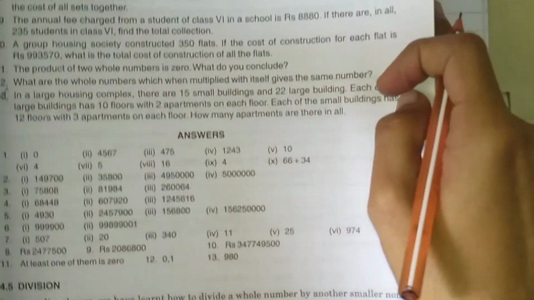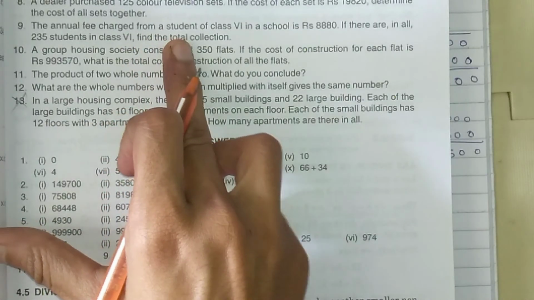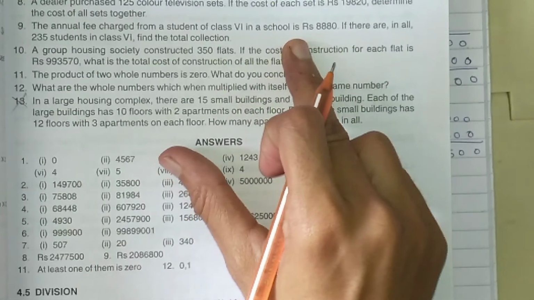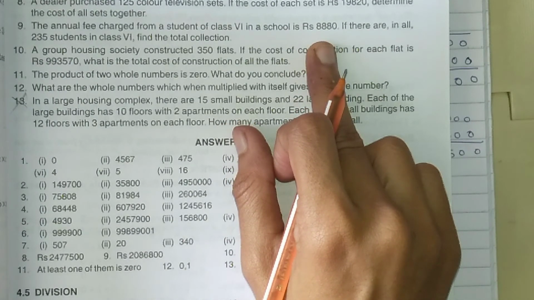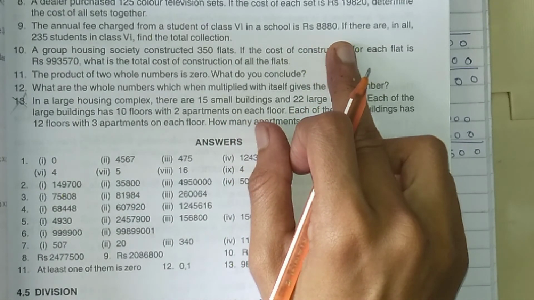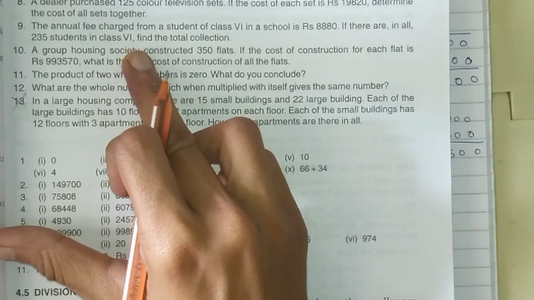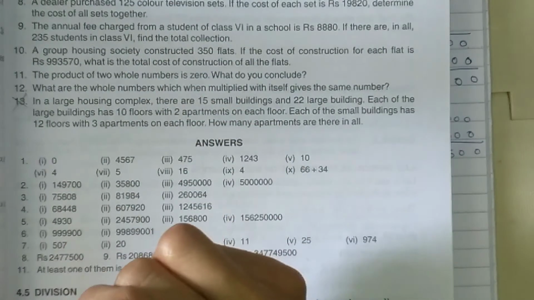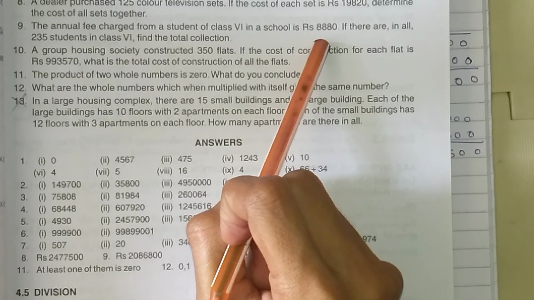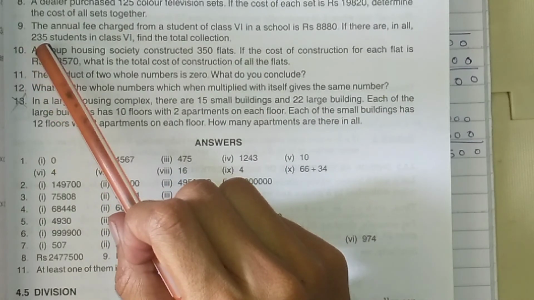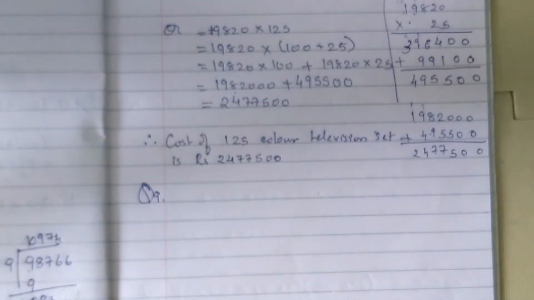See question number 9. In that, what we have given is: the annual fee charged from a student of class 6 in a school is rupees 8880. If there are in all 235 students in class 6, find the total collection. Now you have given that for one student the fee is rupees 8880. We have to find for 235 students how much.